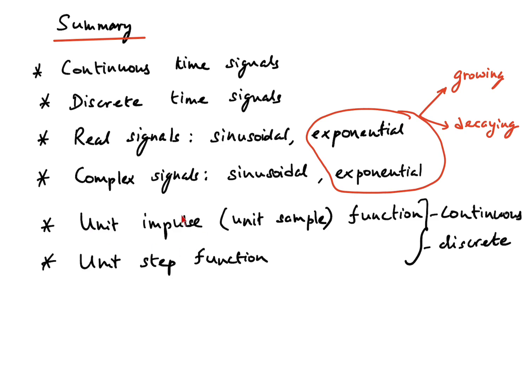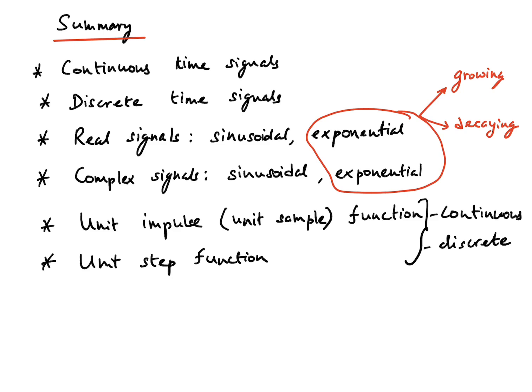Okay, and then in the last part, we talked about the unit impulse function for the continuous as well as the discrete case, and then we also talked about the unit step function for both the continuous as well as the discrete case. Now, in the next lecture, I will go into more details of these signals and investigate some of the properties of these signals.